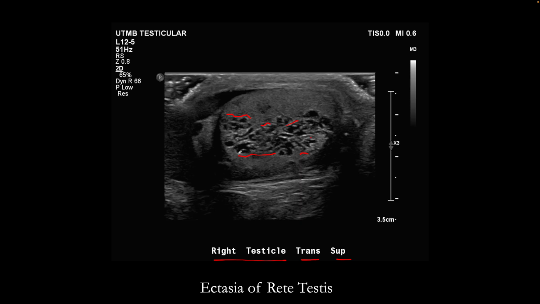This is called ectasia of the rete testis. So do not confuse this finding with a tumor. It may be unilateral or bilateral, and usually it is asymptomatic.